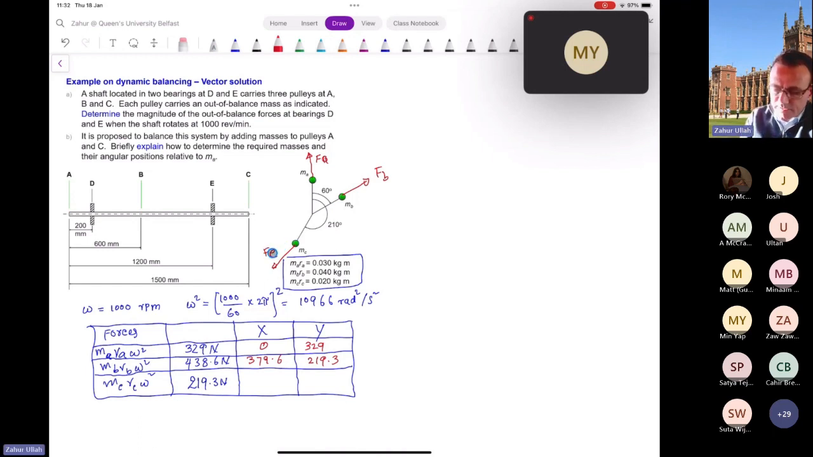If you calculate the X component, it will be 109.7, and the Y component will be minus 189.9, because you are given the angle. You just need to do cos theta and sine theta, so you can do this. So far it is okay. Is there any question here?